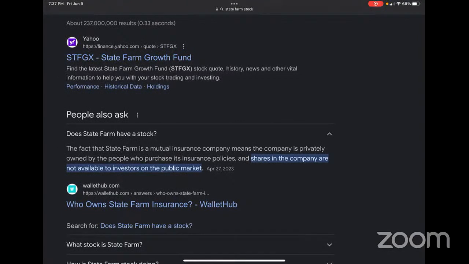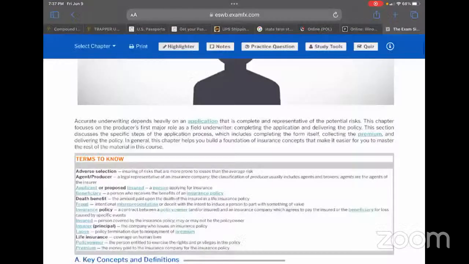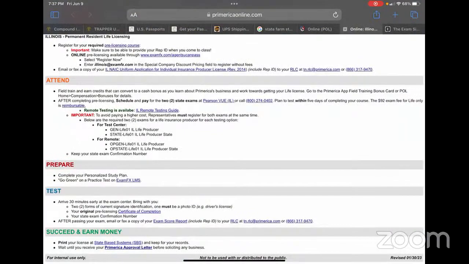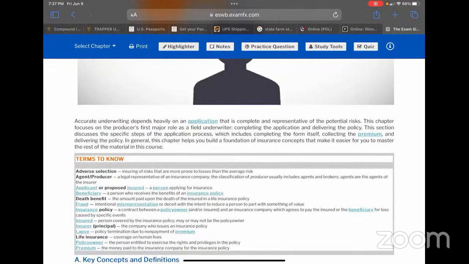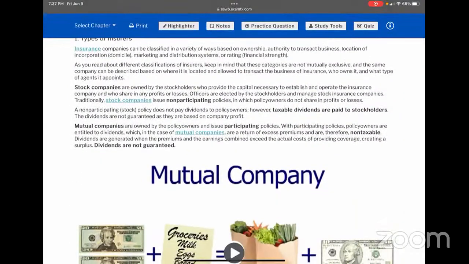Now, the reason why I stopped right here is because this is a real big piece, because you have different companies. Look what this says. Let's read the mutual company again. Mutual companies are owned by the policy owners and issue participating policies. With participating policies, policy owners are entitled. It didn't say they may, it said entitled to dividends, which in the case of mutual companies are a return of excess premiums. Do y'all know what that means?